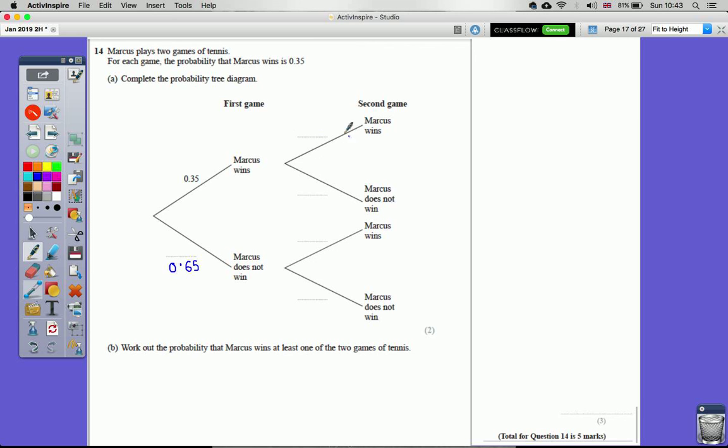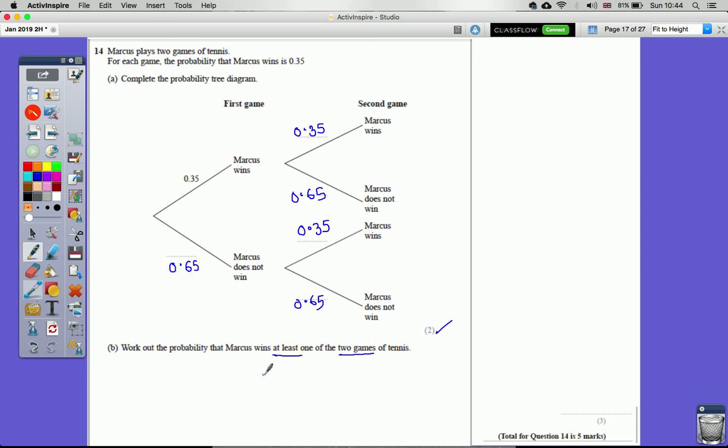0.65. Again, second game, probability he wins is 0.35, 0.65, 0.35, and 0.65. So once you've done that, you complete the probability tree diagram, and you get 2 marks there. Work out the probability that Marcus wins at least one of the 2 games of tennis.